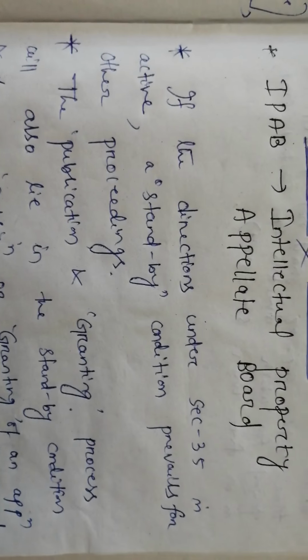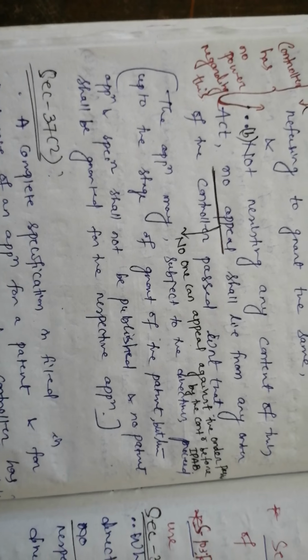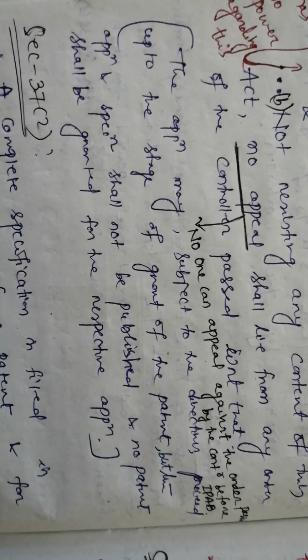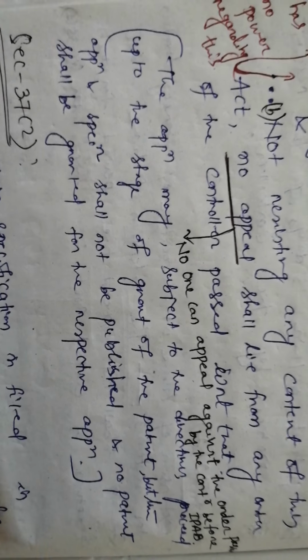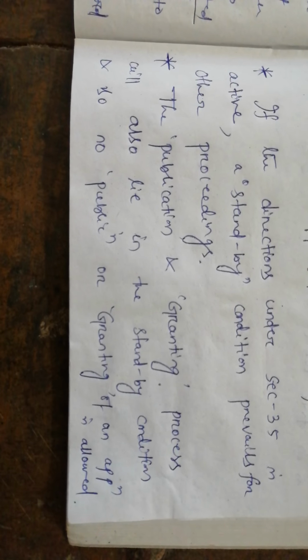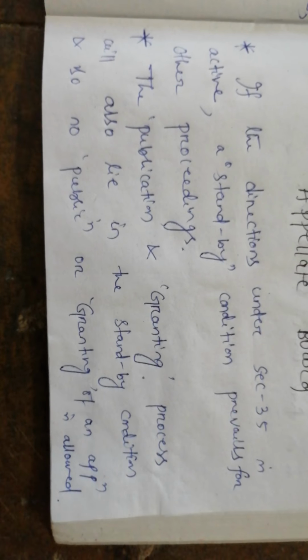Okay, so we can say one thing, that if the directions under section 35 are active, a standby condition prevails for other proceedings. Then the application may, subject to the directions, proceed up to the stage of the grant of the patent. That means the patent application can reach up to the stage of the grant of the patent, but the application and specification shall not be published and no patent shall be granted for the respective application. That means though the application has reached the stage of grant of the patent, it has no power to be published or granted. Or we can say the publication and granting process will also lie in the standby condition, and so no publication or granting of an application is allowed.